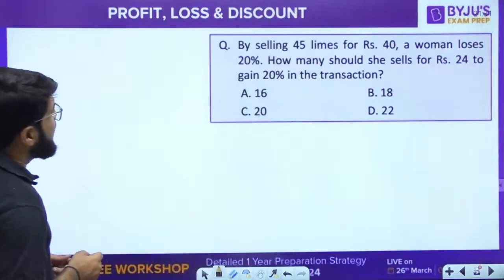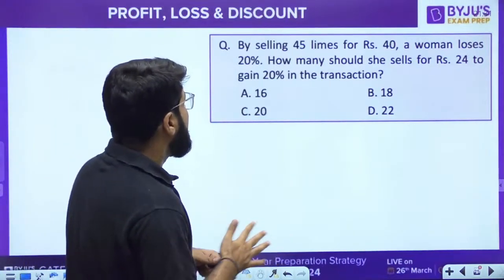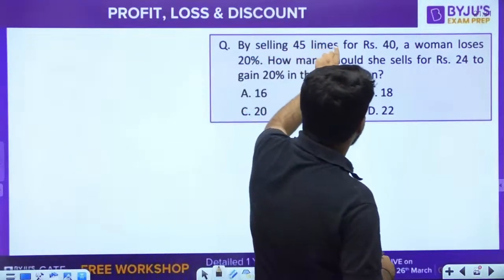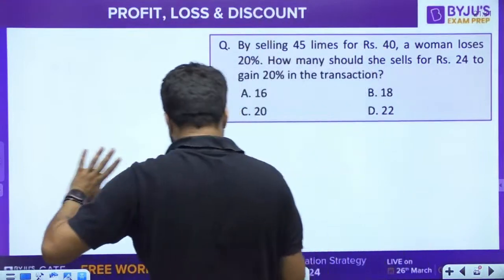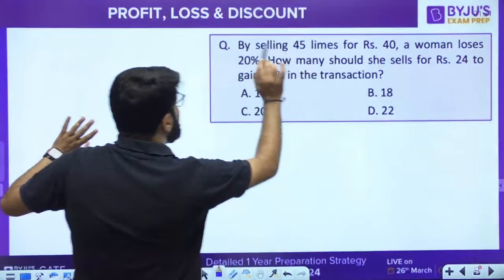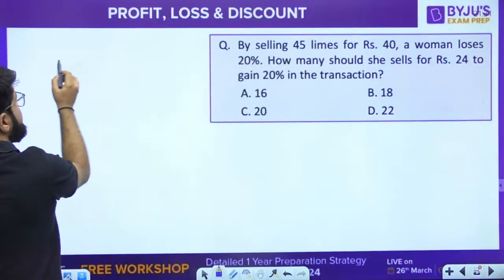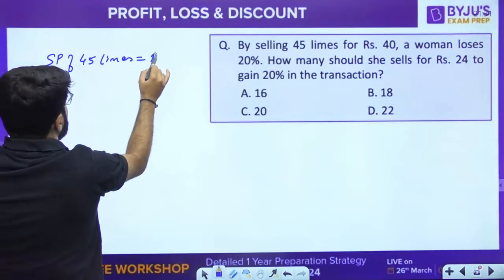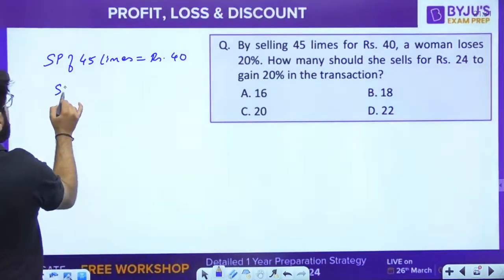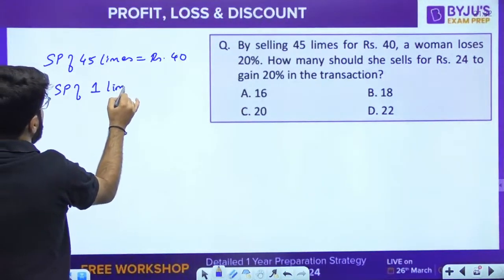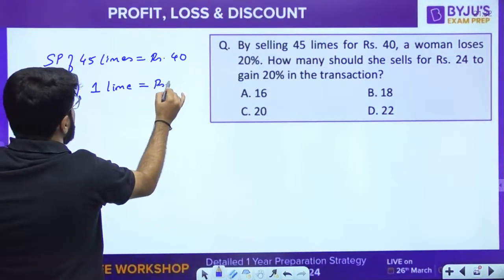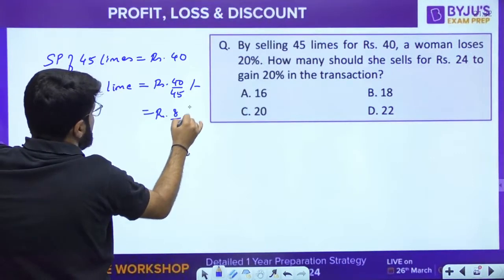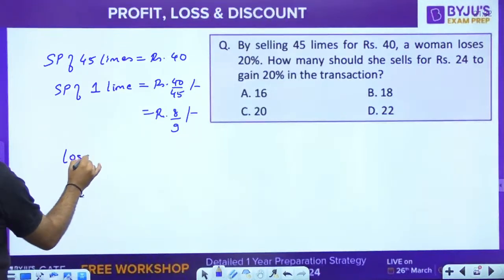By selling 45 limes for rupees 40, a woman loses 20%. How many should she sell for rupees 24 to gain 20% in the transaction? By selling 45 limes for rupees 40, a woman loses 20%. What is the story given here? The woman is selling 45 limes for rupees 40. What is the selling price of 45 limes? It is rupees 40. So what is the selling price of one lime? That is rupees 40 by 45, or rupees 8 by 9. But at this there is a loss of 12%.